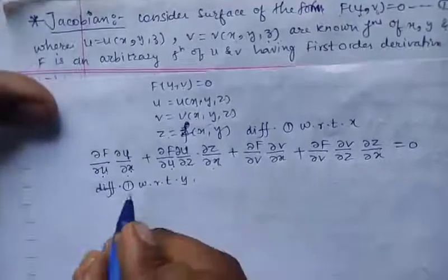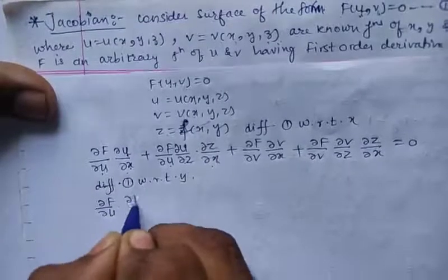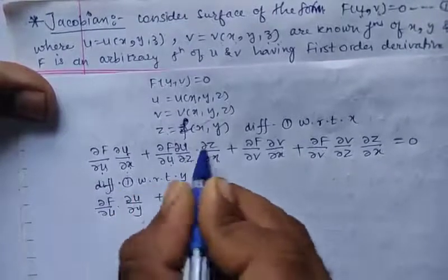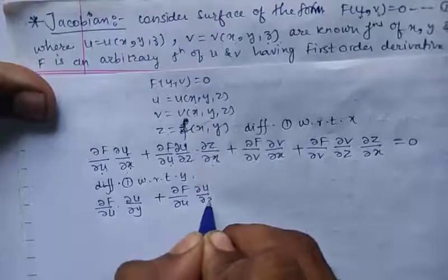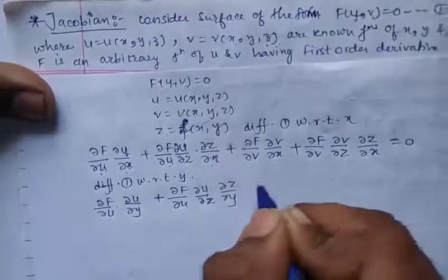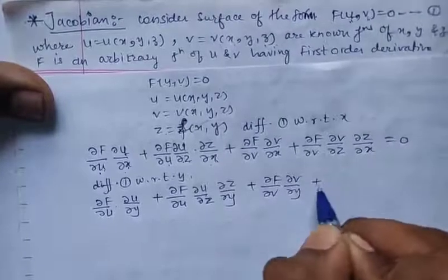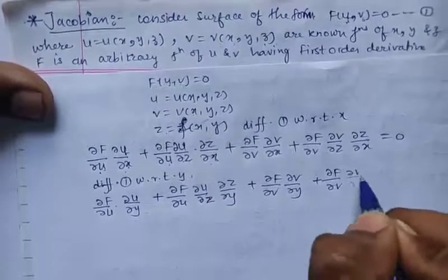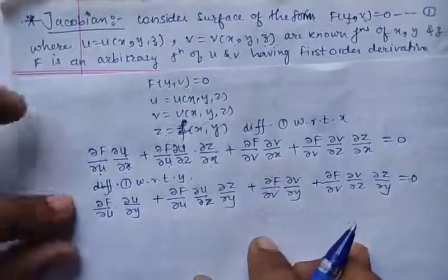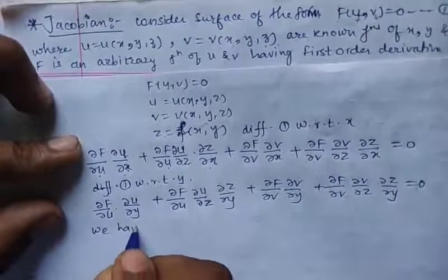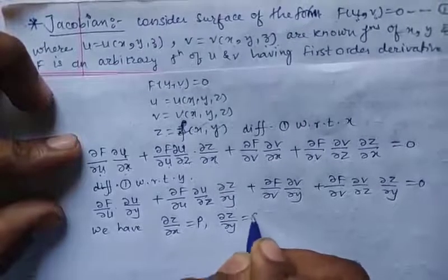Then what will we get here? After differentiating with respect to y, we get ∂f/∂u times ∂u/∂y, plus this term ∂f/∂u times ∂u/∂z and ∂z/∂y, plus ∂f/∂v times ∂v/∂y, plus ∂f/∂v times ∂v/∂z and ∂z/∂y, equal to 0. And we know that ∂z/∂x has value p and ∂z/∂y has value q.